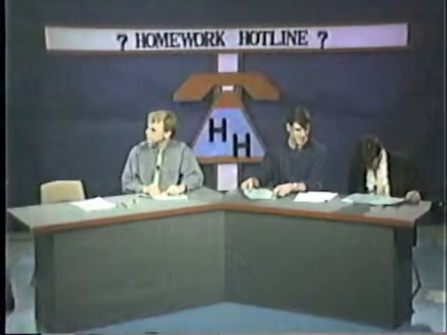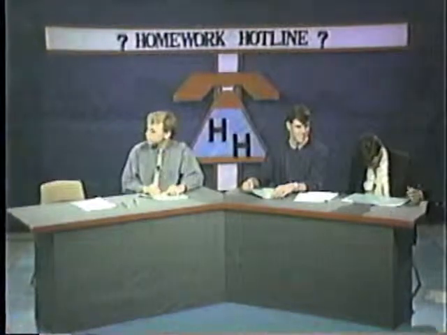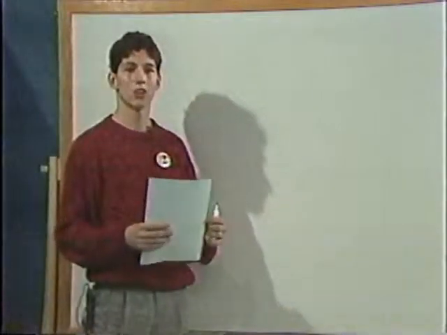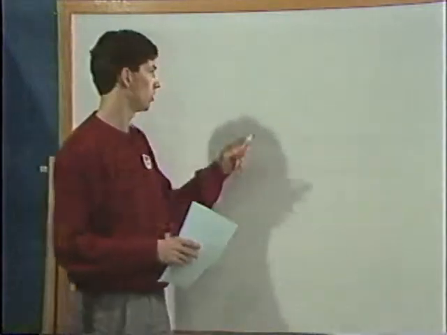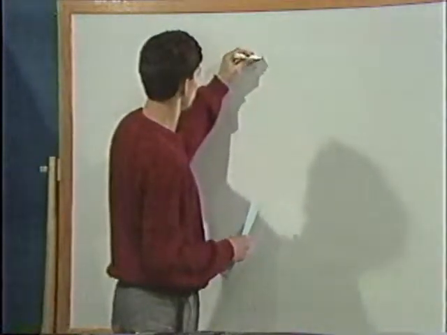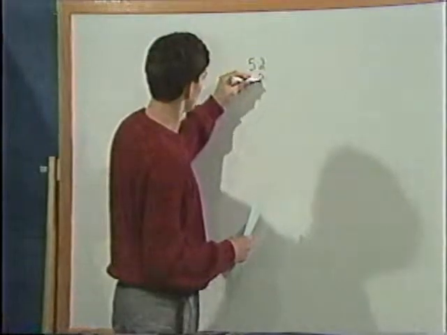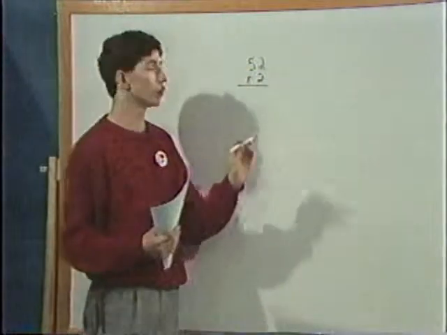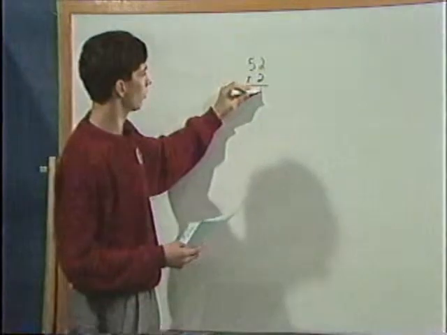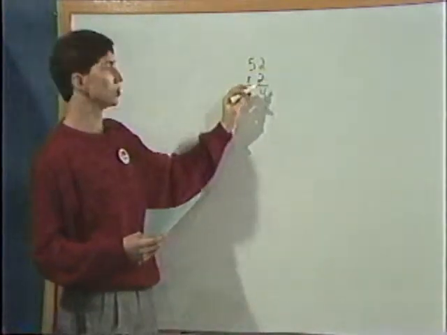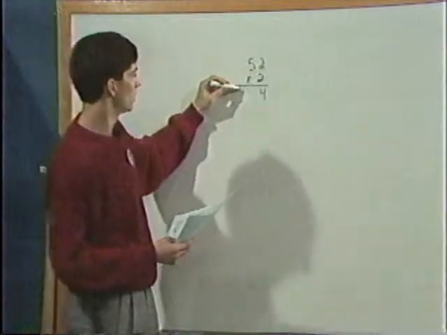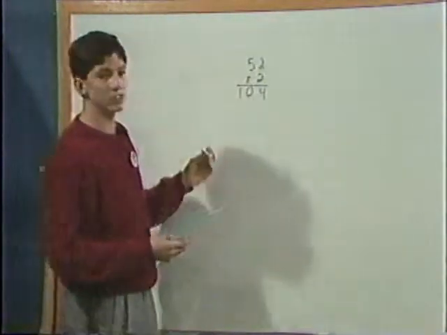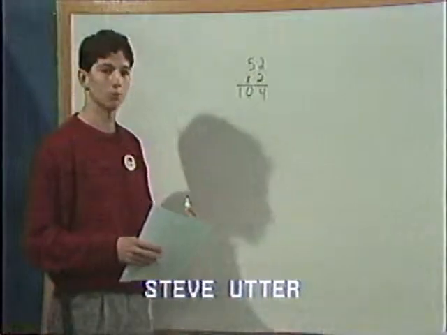Our next question comes from Jennifer from Cooper Elementary. Hers is another math problem, so once again go to the board. Jennifer asks, what is 52 times 2? To do this, we first multiply our 2's, and we get 4. And then we multiply our 2 times our 5 and put it under the tens column, and we get 10. The answer is 104. I hope that answers your problem.